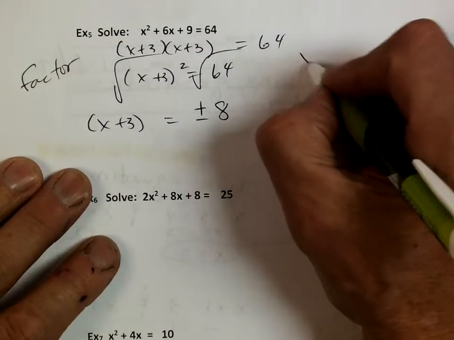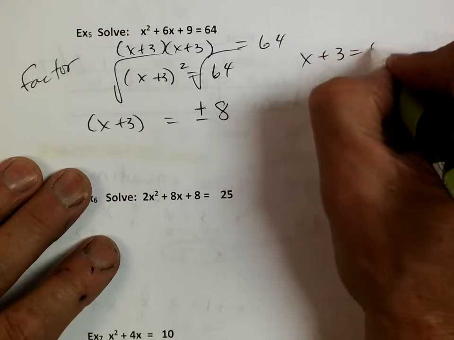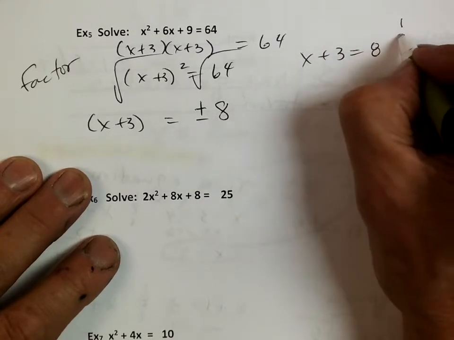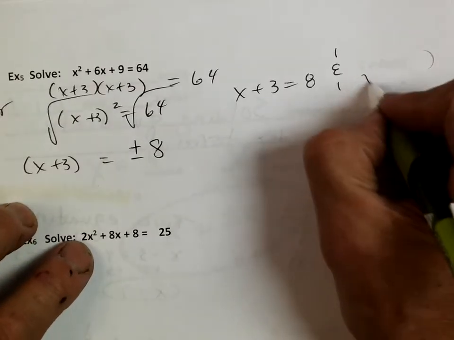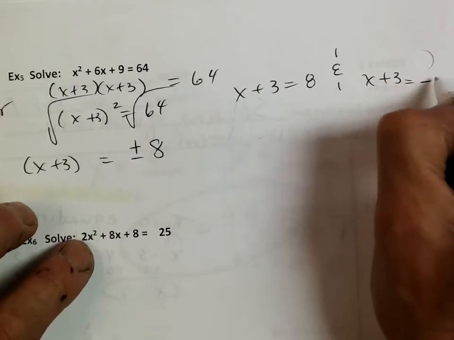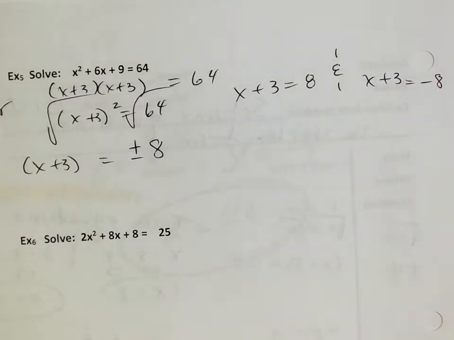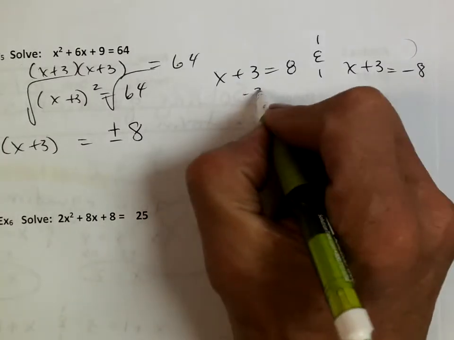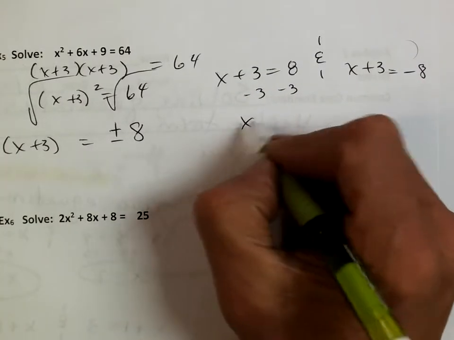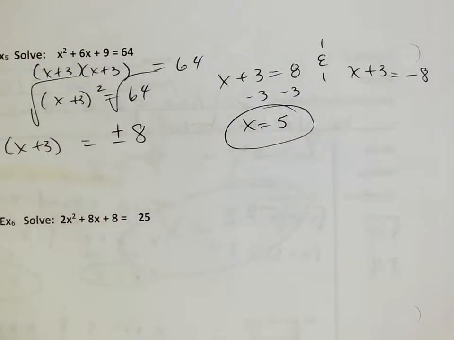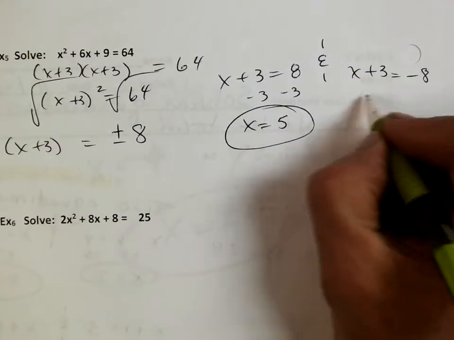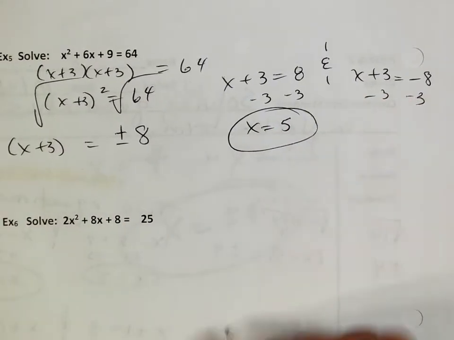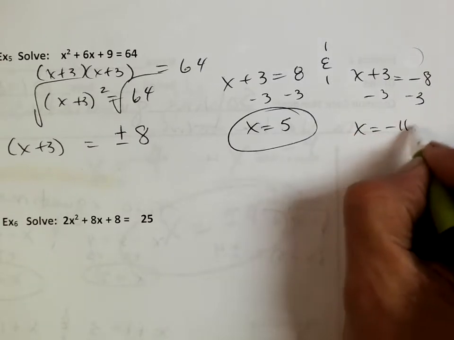So I'll have x plus 3 equals 8 and x plus 3 equals negative 8, right? Minus 3, x equals 5. Minus 3, x equals negative 11.